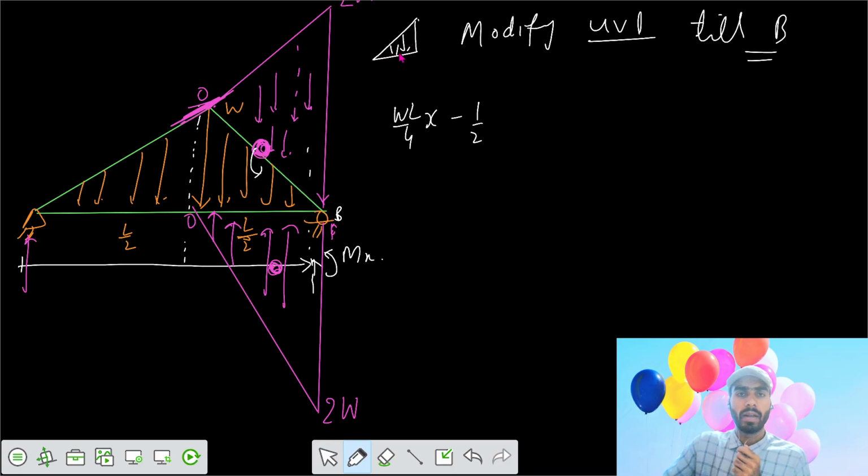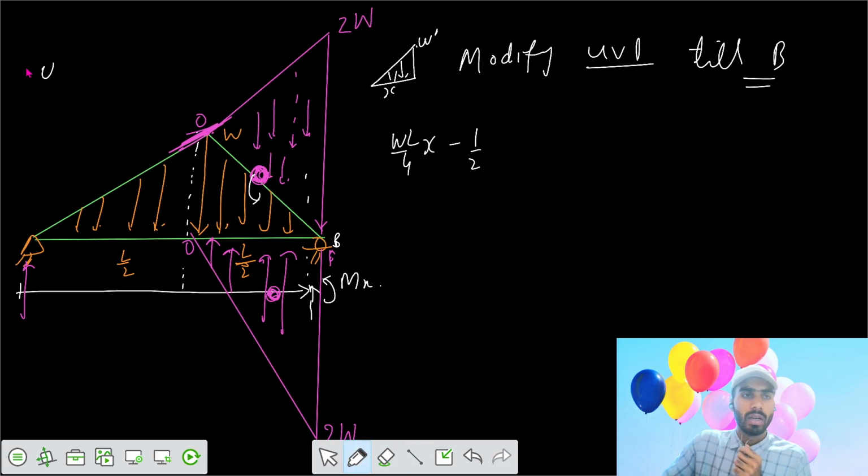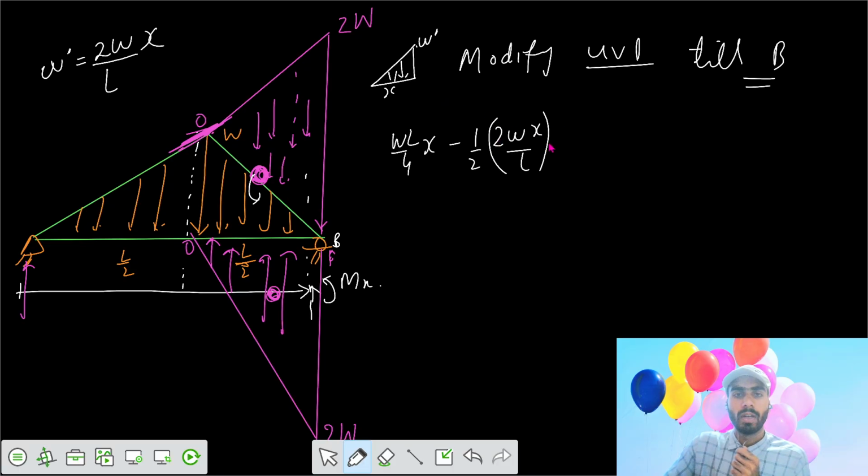and it is uniformly varying, say W dash here, and it is X, we can write W dash, but the value of W dash is such that maximum intensity is 2W for length L, and if you need it for length X, we can get the intensity as 2W X by L, and the area of the diagram, which is half of perpendicular into base, acts at X by 3 from the section X, so it acts at X by 3.